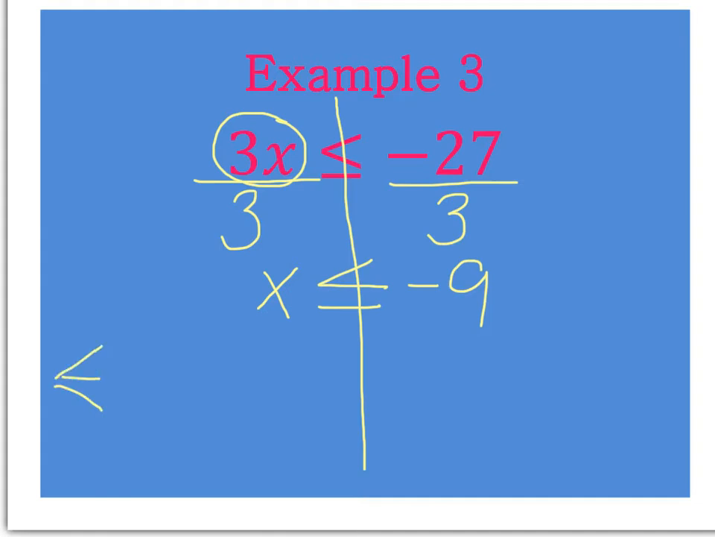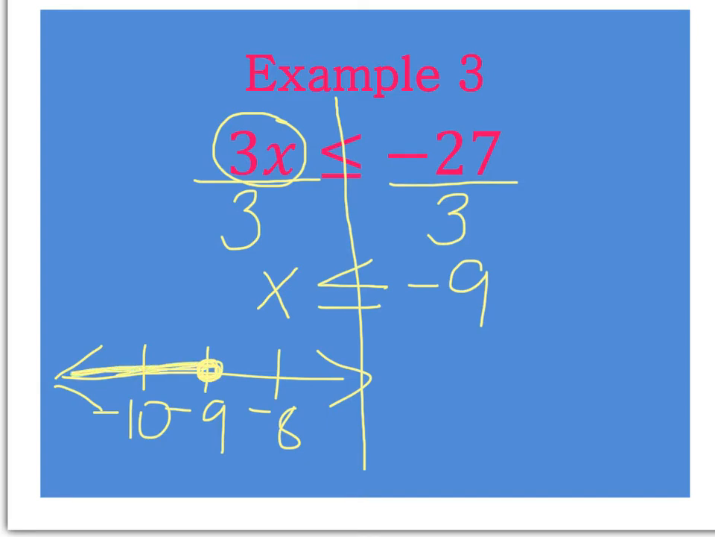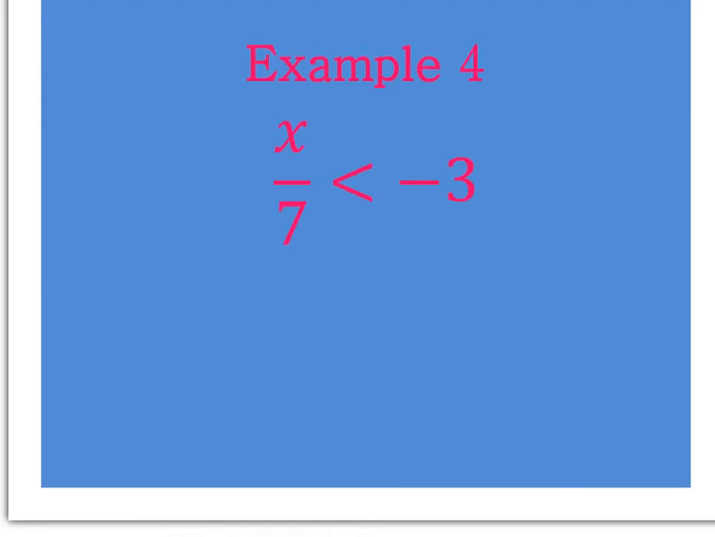So if we're going to graph that on a number line, we have a filled in circle, and it said that x is less than or equal to -9, so we fill in everything to the left. Now example 4, I'm going to separate the two sides of our inequality.